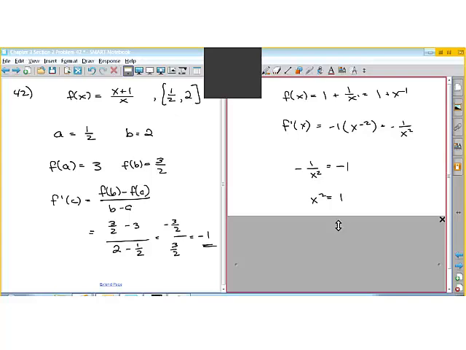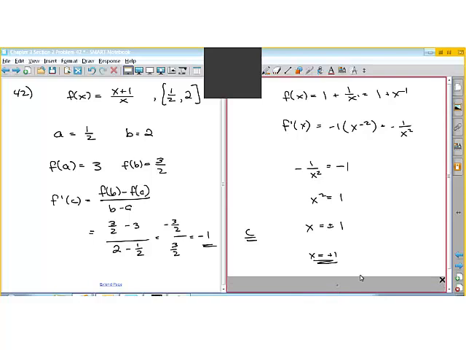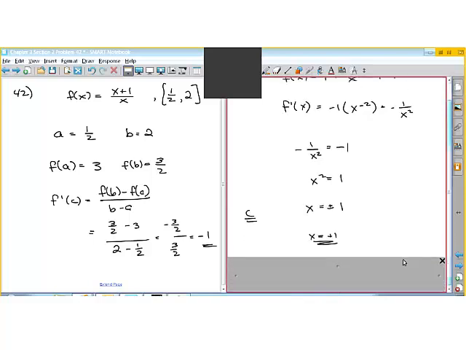So we take the square root, and we get plus or minus 1. We don't have to worry about the -1 because that's not inside of our interval. But what that's saying is that at x equals +1, that slope should be equal to this -1 value here. And is +1 between 1/2 and 2? Yes. And I think I have a picture here.